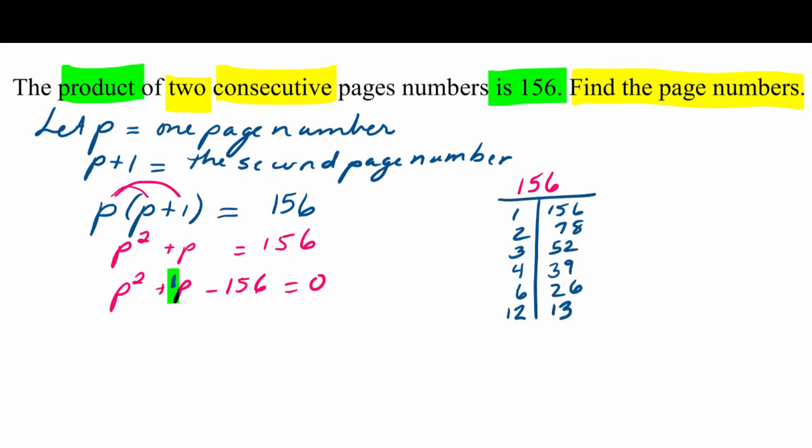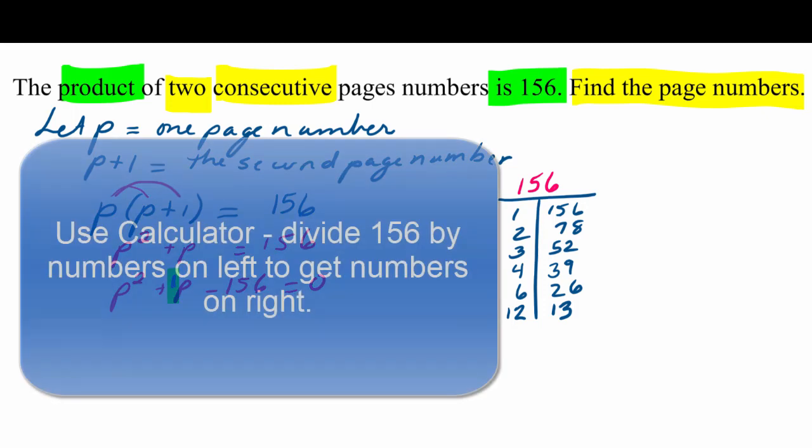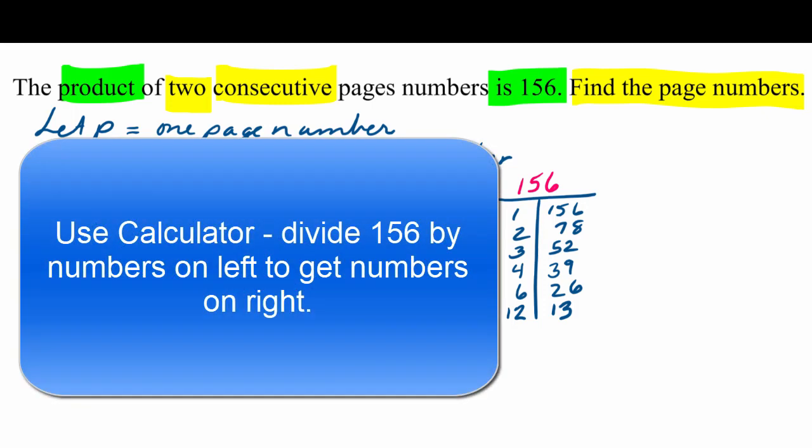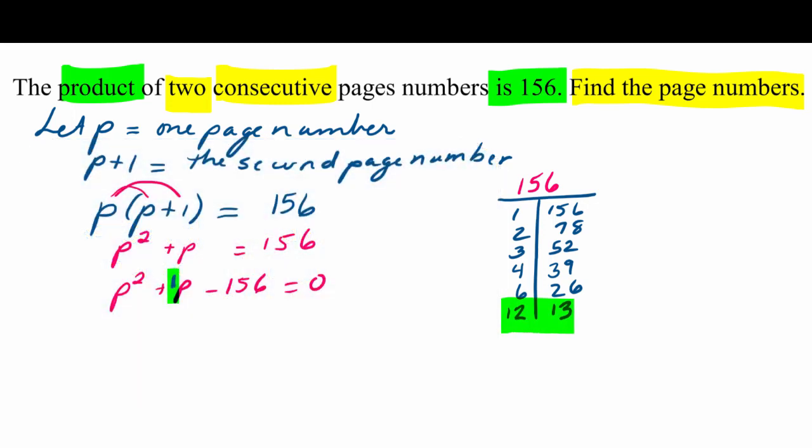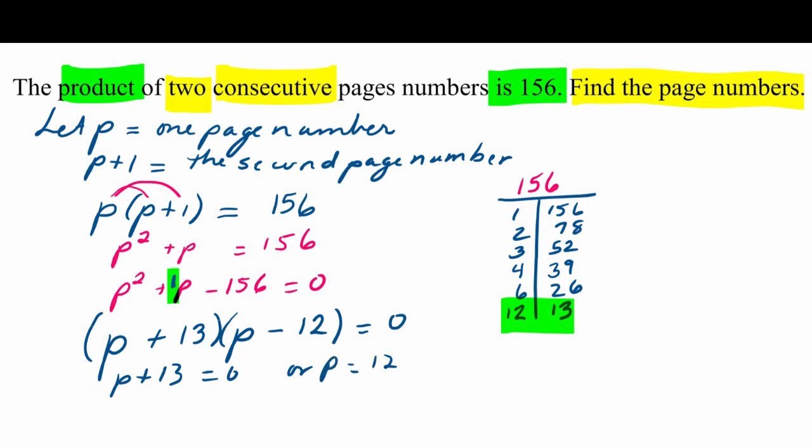Okay, so here's my list of factors of 156, and what I did was I just used my calculator and divided the numbers on the left-hand side until I got the two numbers that worked, which were 12 and 13. So that means we're going to factor this as P plus 13, because our sum is a positive 1, P minus 12. That means we get two numbers that have a product of negative 156, but they add up to a positive 1. And we set those to 0 with our zero product property. Okay, and then here we get P equals negative 13.